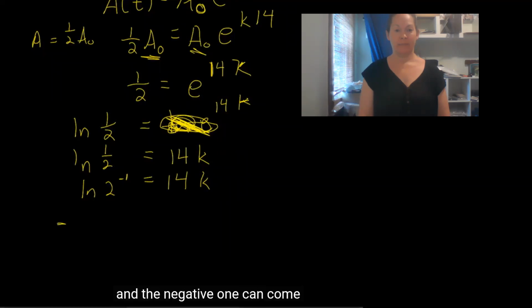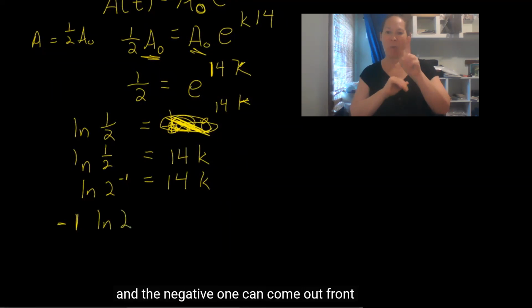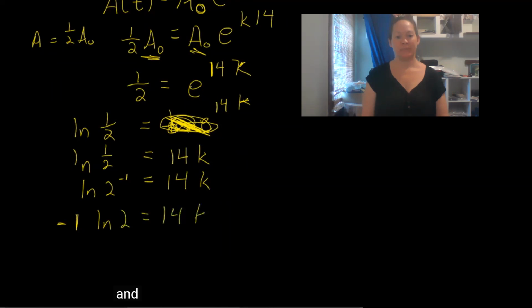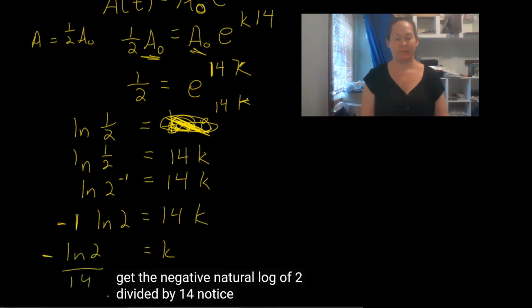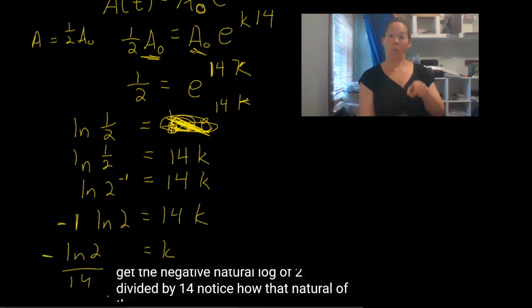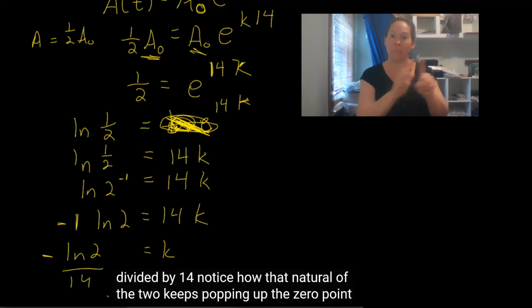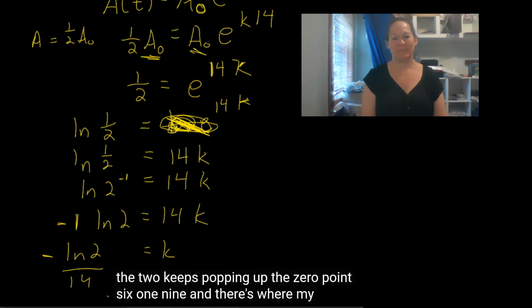And the negative 1 can come out front. And I'll divide both sides by 14. So I get the negative natural log of 2 divided by 14. Notice how that natural log of 2 keeps popping up, the 0.693. And there's where my negative sign came from.